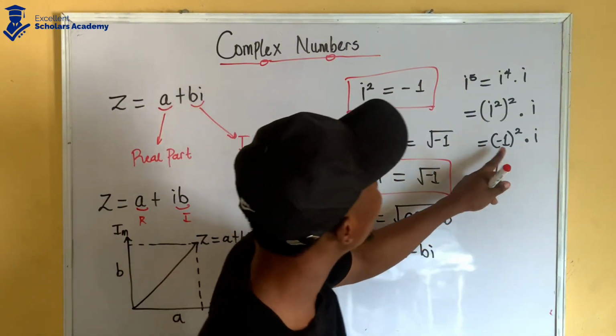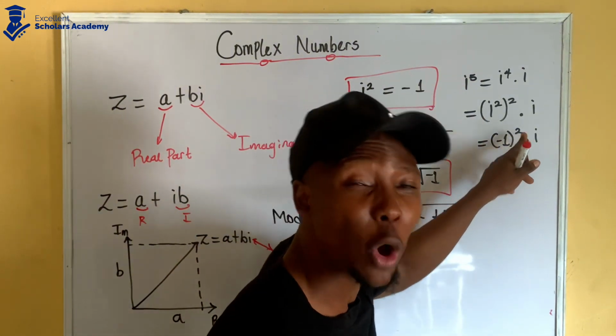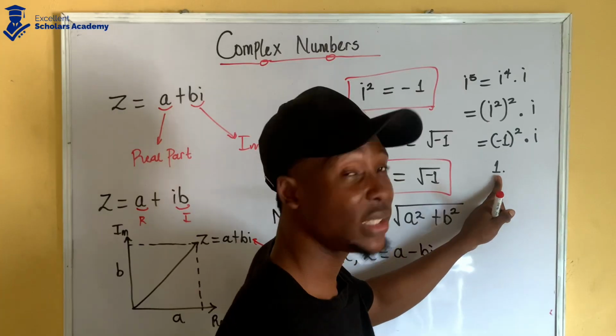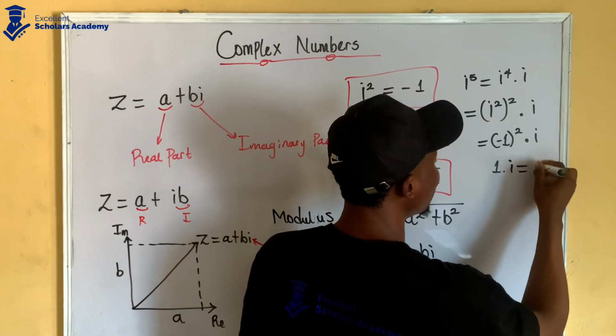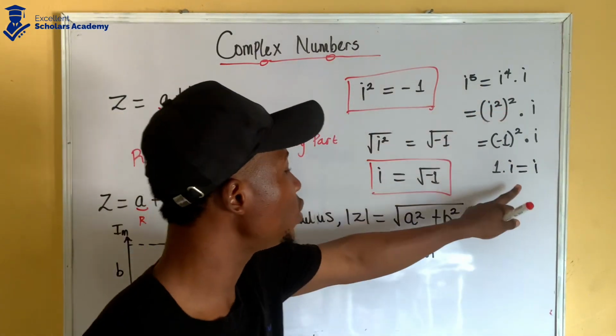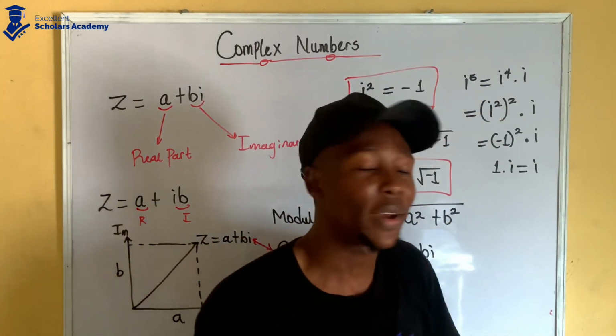Now just know that anytime you have minus 1 to an even number, you are going to get positive 1. All right. Times this i now. So i times 1 now gives us i. So i to the power of 5 is going to give us what? i. i to the power of 5 is going to give us i.